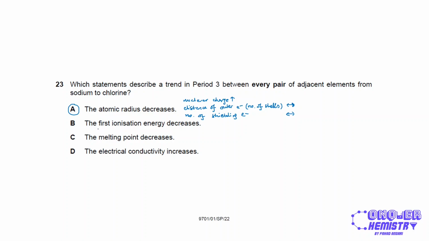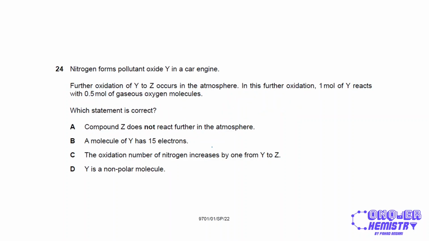For the other factors, ionization energy generally increases, barring some exceptions. The melting point has an up and down trend, as we've already seen in question 17. The electrical conductivity increases, well, not really. It increases between the metals, but then there's a sharp decrease when you go to the non-metals.